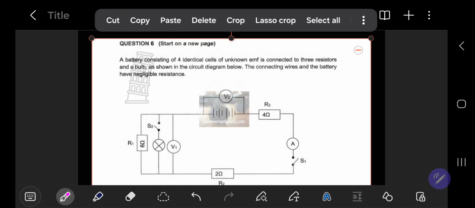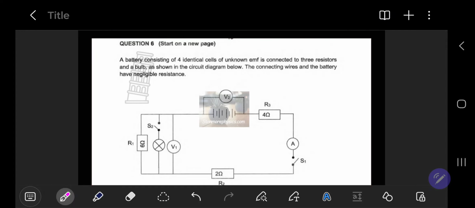Okay, here is question 6. This is the last question of this paper based on electric circuits. It says a battery consists of 4 identical cells of unknown EMF, is connected to 3 resistors and a bulb as shown in the circuit diagram below. The connecting wires and the battery have a negligible resistance.